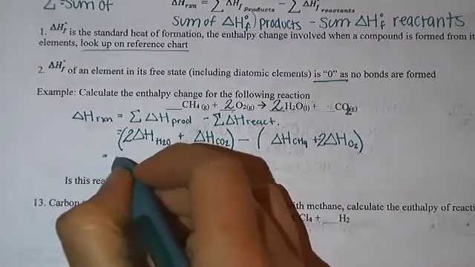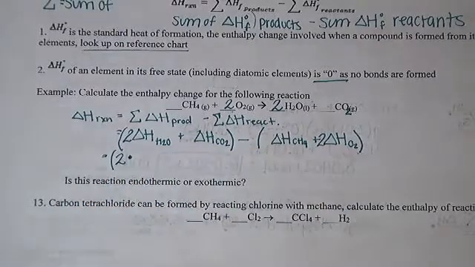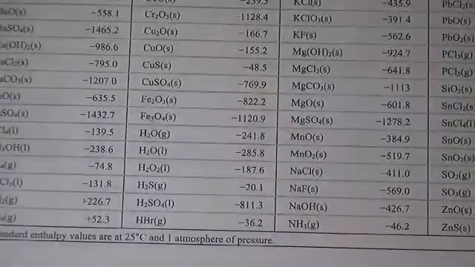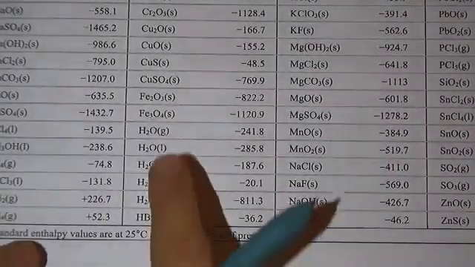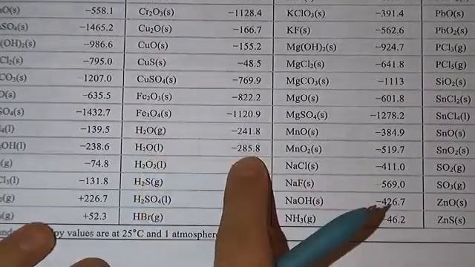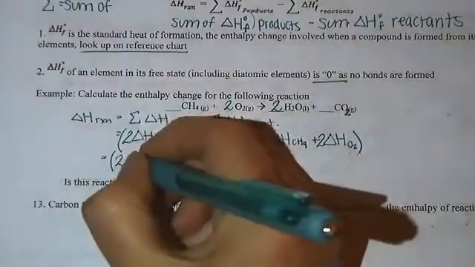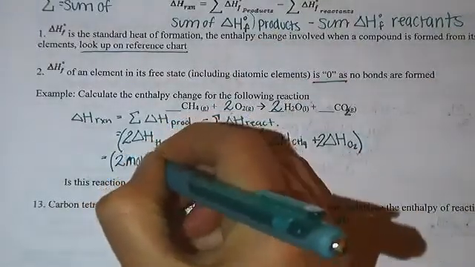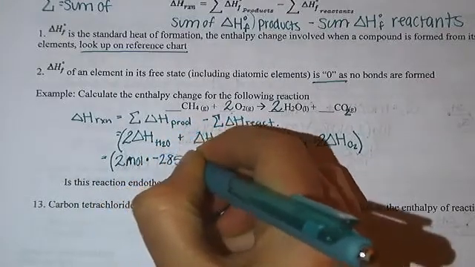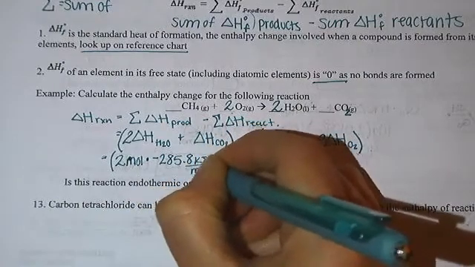So 2 times delta H water. So we're going to go to the charts. We're going to go find water. Now we are in liquid water, so we want to make sure we've distinguished which one. It's going to be negative 285.8. I should label my units. So 2 moles times negative 285.8 kilojoules per mole.